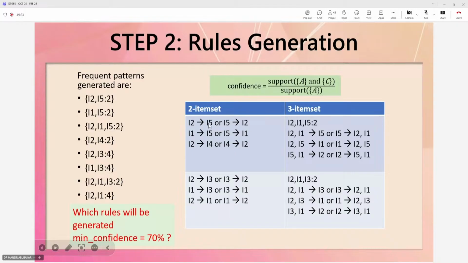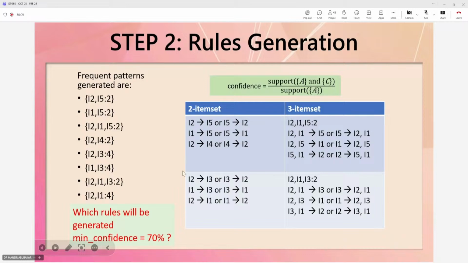Item 2 implies that there is a purchase of item 5. This is how the rule is generated. Or you see item 5 is implying that there is a purchase of item 2. So the purchase of item 2 implies the purchase of item 5, and then the purchase of item 5 implies the purchase of item 2. So for another 2 item set, let's see, item 2 implies item 3. You have another 2 item set here. Where is it? Item 1, item 3, item 2.